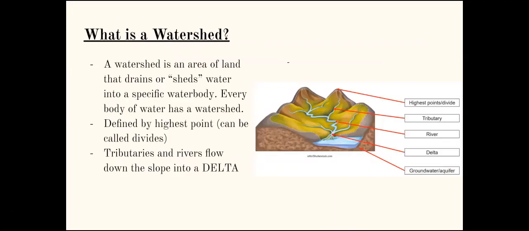Now, to start out, we need to first define what a watershed is. A watershed is basically any area that drains into a body of water. So every body of water that you've seen, a lake, an ocean, has a watershed where water gets refilled. This is usually defined by the highest point where rainfall hits and then flows down. This will flow down through tributaries and rivers and meets at a delta, or it can go into groundwater.